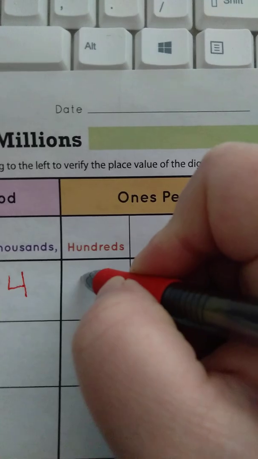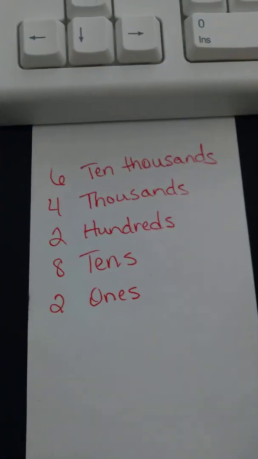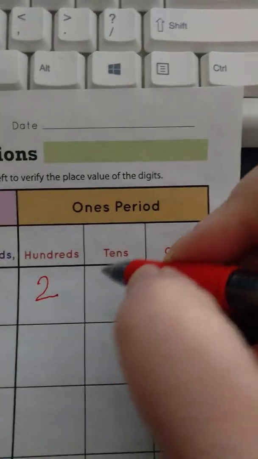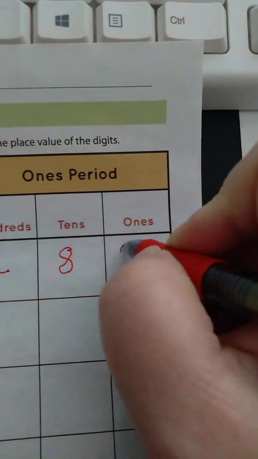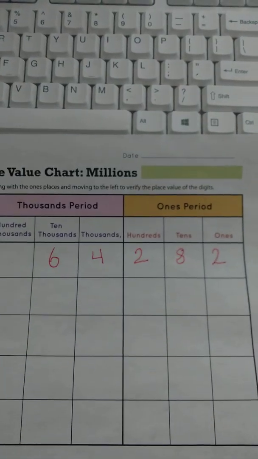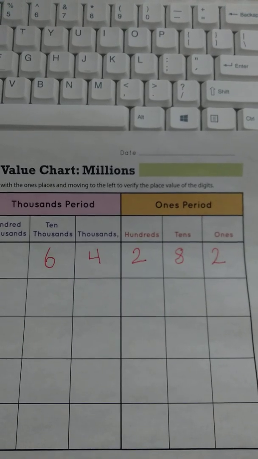Next is hundreds, and it says we have 2. So we write 2 in the hundreds place. How many tens? 8. So we put an 8 in the tens place. And ones? 2 of them. So we put a 2 in the ones place. And now we have 64,282. Now your turn.